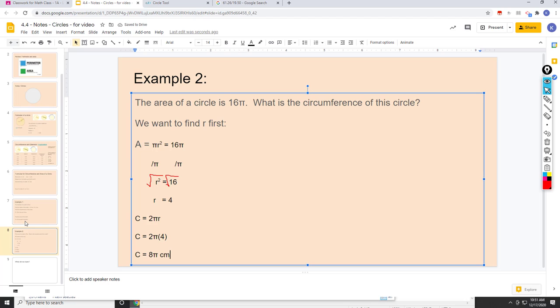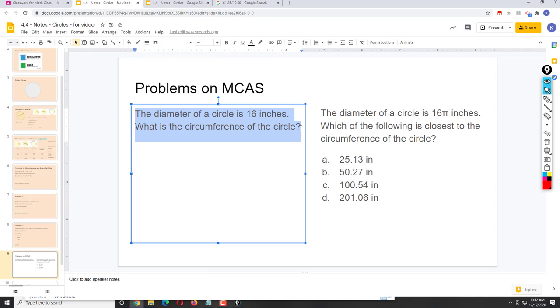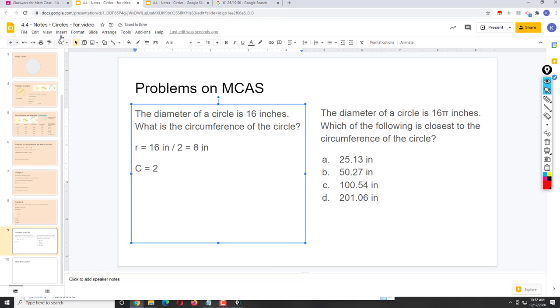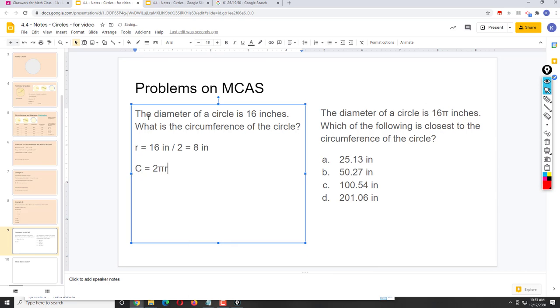That's the circumference. In MCAS, it might say the diameter of a circle is 16 inches. What is the circumference? Okay. When we have a problem like that, once again, radius is 16 divided by 2 inches this time. So it's 8 inches. So the circumference has to be 2 times pi times r, which is 2 times pi times 8 inches, which is 16 pi inches.